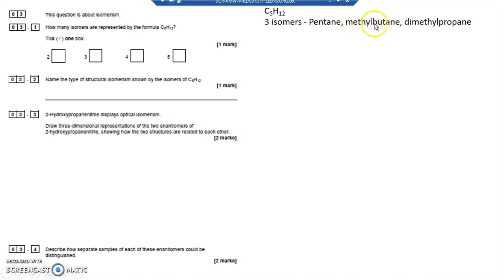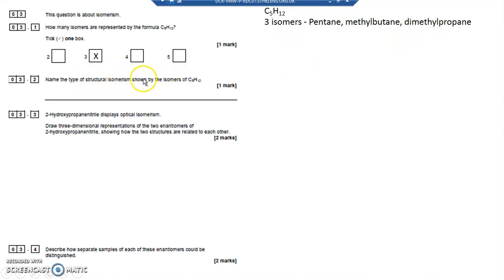2-methylbutane and 3-methylbutane are the same thing. It just depends which end you start labeling from. Methylbutane or 2-methylbutane, same thing. Or I could have 3 in a line, propane, with 2 methyl groups on number 2. So I could have dimethylpropane. So there are 3 different isomers.